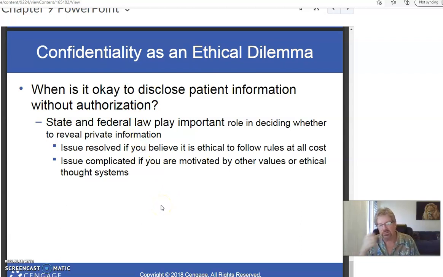When is it okay to disclose patient information without authorization? State and federal law play an important role in deciding whether to reveal private information. Issue resolved if you can believe it is ethical to follow rules at all cost. Issues complicated if you're motivated by other values or ethical thought systems. The main thing that comes to mind, guys, would be what if the patient needed some additional medical treatment and this had to be revealed for that? I think that would be covered.